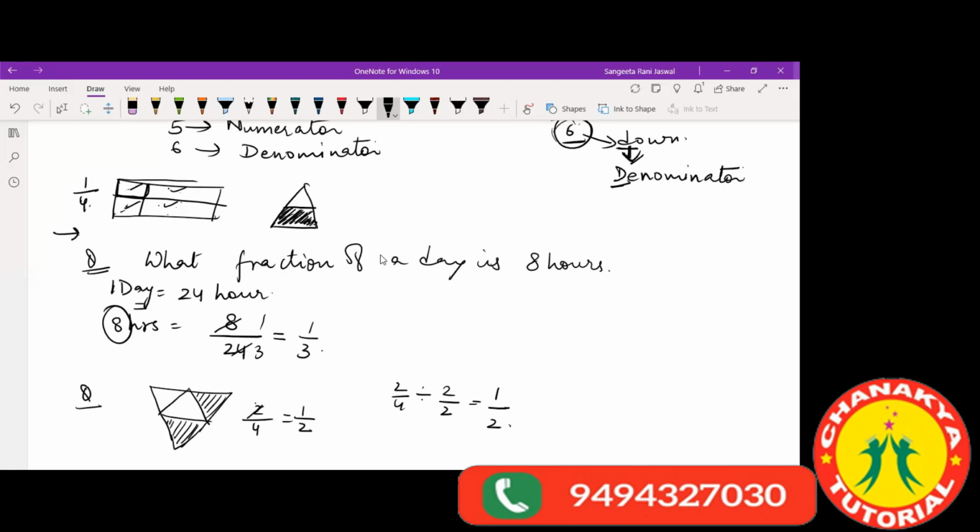Yes, ma'am. So we'll study about that also. What is an improper fraction? What is a proper fraction? What are equivalent fractions? So we will understand different types of fractions. I'm not going too deep into that. It's just the introduction part.